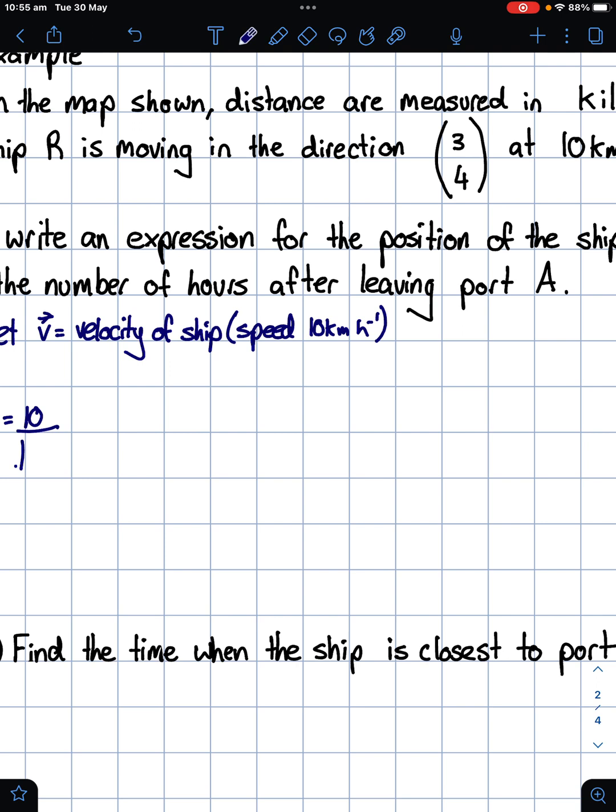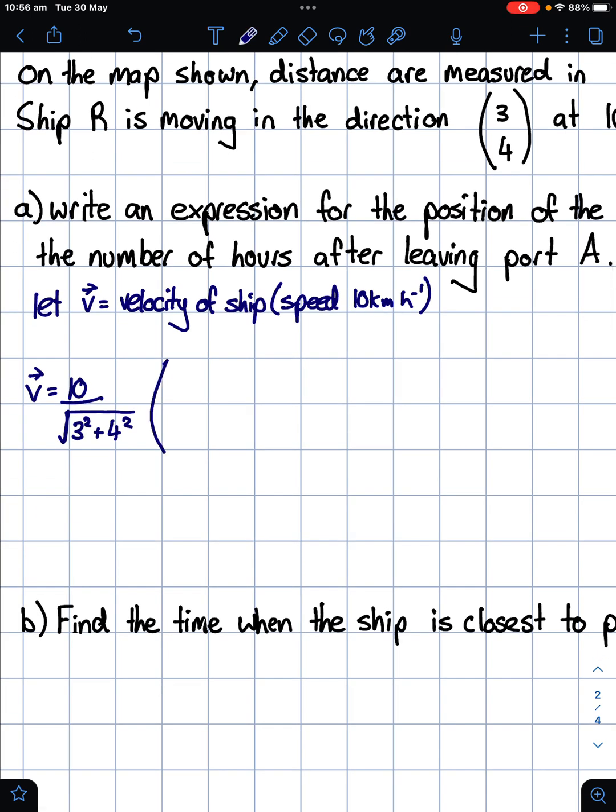So I'm going to assume we're better at this now. So 3 squared plus 4 squared. Remember that 1 over this would give us the unit vector. So we're pretty sweet here. And then (3, 4). Okay, so this then will be 10 over the square root of 3 squared is 9, 4 squared is 16, so that's going to be over 25, which is really convenient.